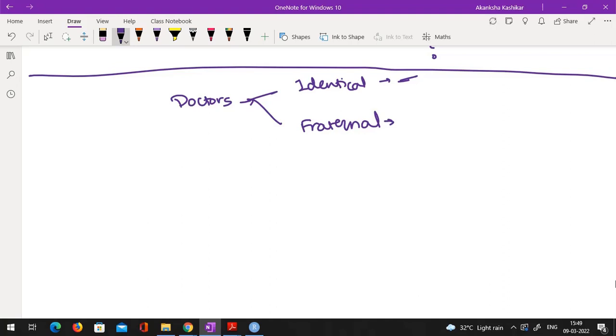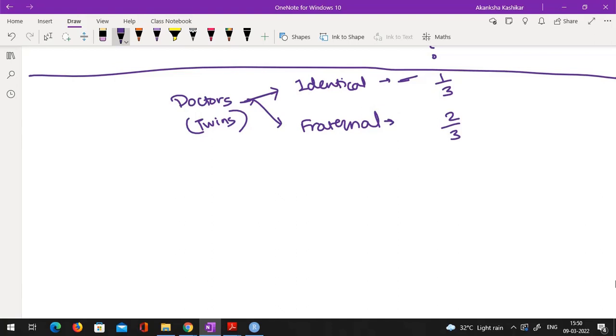So doctors know from their experience over past many years that in general, if someone is going to have twins, then the chances of having identical twins are 1 by 3 and the chances of having fraternal twins are 2 by 3. So given that you already know that there are going to be twins, the chances of it being identical twins are 1 by 3 and of it being fraternal twins are 2 by 3.